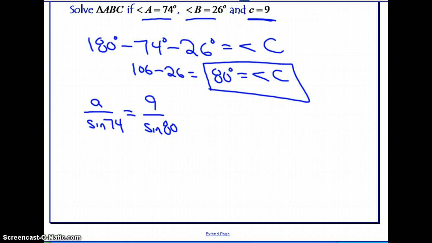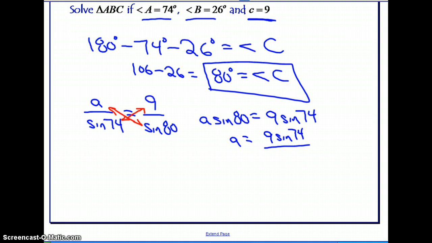Here's a proportion. How do we solve a proportion? Cross multiply. And after you've done this a few times, maybe you're not even showing this next step. But if you do show this next step, you cross multiply. I get A sine of 80 equals 9 sine of 74. So what does A equal? 9 sine 74 over the sine of 80.